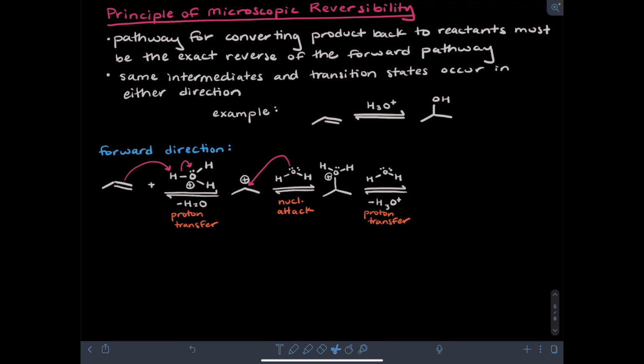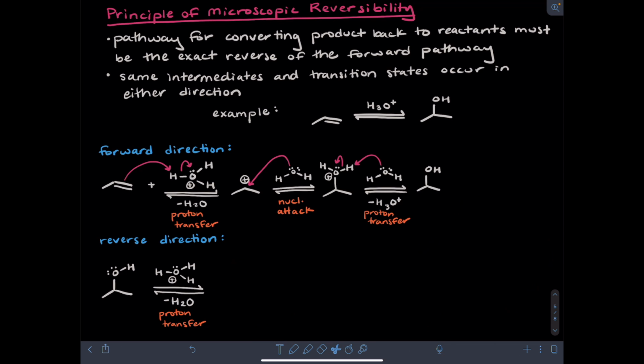Then another equivalent of water could come in and be used as a base to deprotonate this cationic intermediate. This deprotonation would form the final alcohol product. Now let's consider this reaction going in the reverse direction.